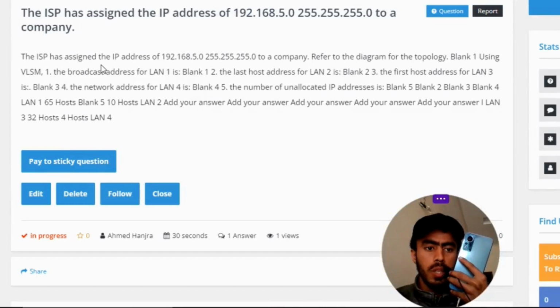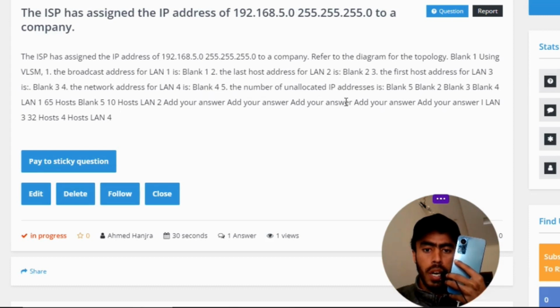The ISP has assigned the IP address of 192.168.5.0/255.255.255.0 to a company. Refer to the diagram for the topology. Fill in the blanks using VLSM. Option 1: the broadcast address for LAN 1 is blank 1. Option 2: the last host address for LAN 2 is blank 2. Option 3: the first address for LAN 3 is blank 3. Option 4: the network address for LAN 4 is blank 4.